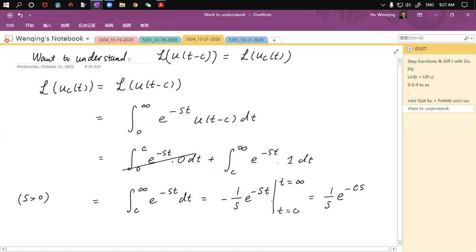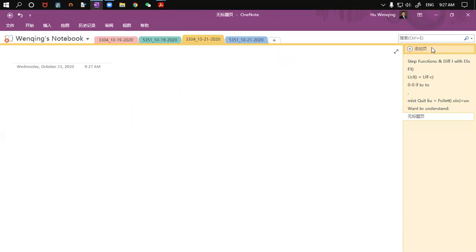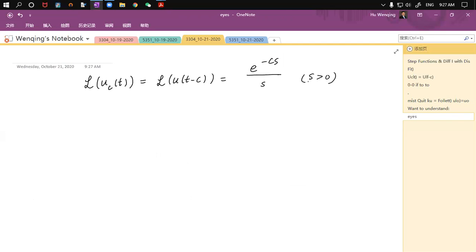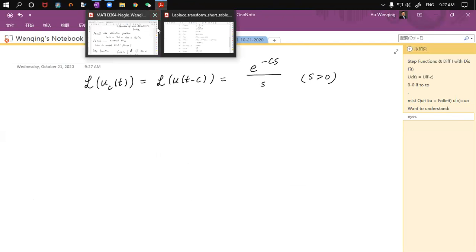Okay, so that's going to be a very important and very nice relation that simply tells us that the Laplace transform of u_c(t), or you're going to say the Laplace transform of u(t minus c), is equal to e to the power minus c s divided by s, where s is positive. So that's going to be the Laplace transform of u_c(t).